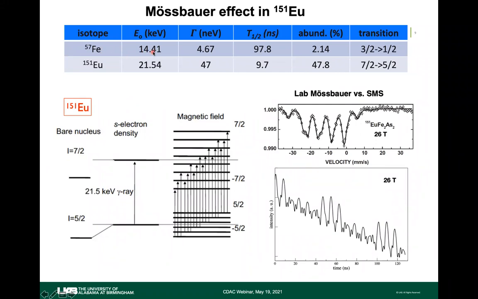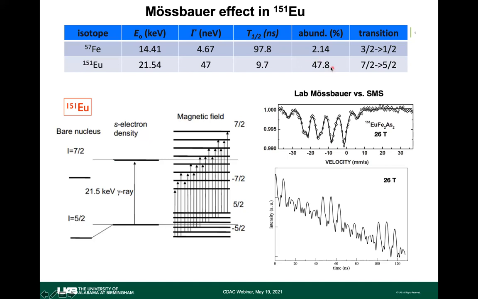With the diamond anvil cell, there is still attenuation at this energy with a 4 millimeter diamond height in the beam path. The absorption is more than, I think, 60%. In the case of europium, it's 21 keV, a higher energy, so it's more favorable. And then the line width is about 10 times broader, and as a consequence, the half-life time is 10 times shorter.